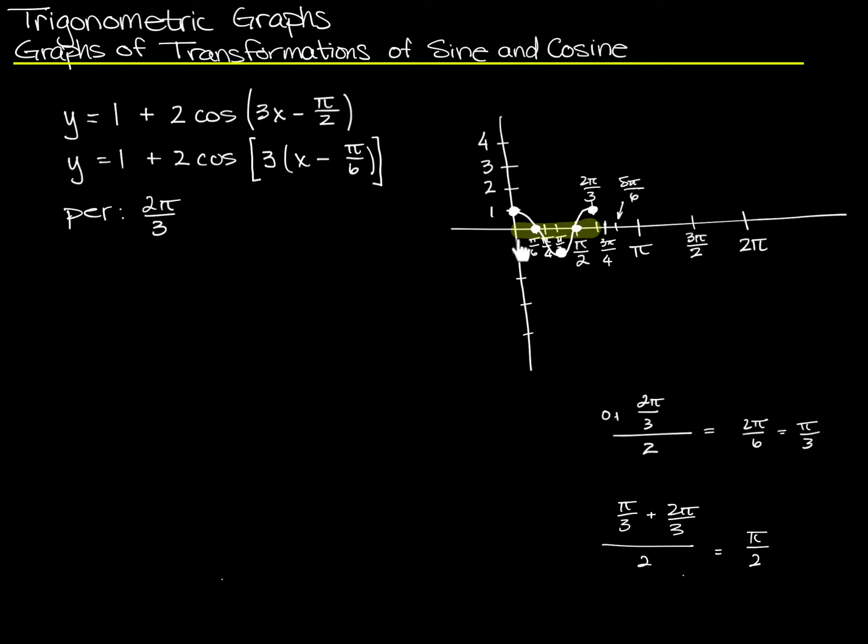And then we've already dealt with the 3 because that just tells us about the period, or how many cycles. If I go all the way between 0 and 2 pi, I have 3 of these cosines. I have 3 cycles. So I've dealt with the 3, but I need to deal with the pi over 6, and then the 2, and then the 1.